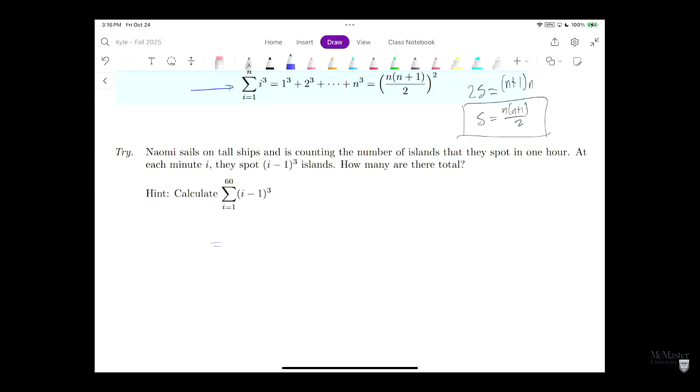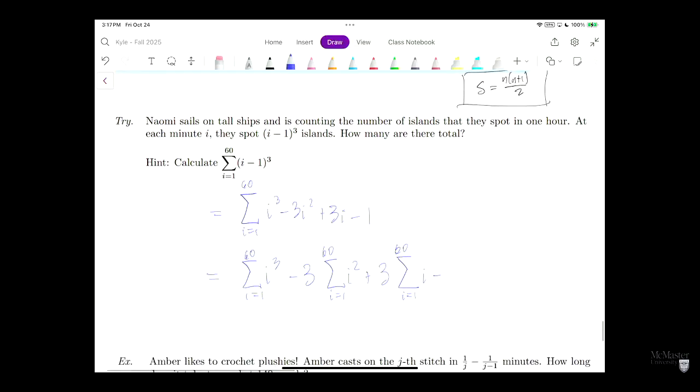Very good. Nice. So this is the sum of i equal to 1 to 60 of i cubed minus 3i squared plus 3i minus 1. So if we distribute this sum across our function here, this is the sum from i equal to 1 to 60 of i cubed minus 3 times the sum from i equal to 1 up to 60 of i squared plus 3 times the sum from i equal to 1 up to 60 of i minus what happens when you add the number 1 60 times? It's 60.